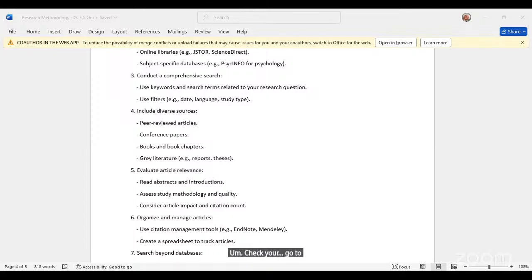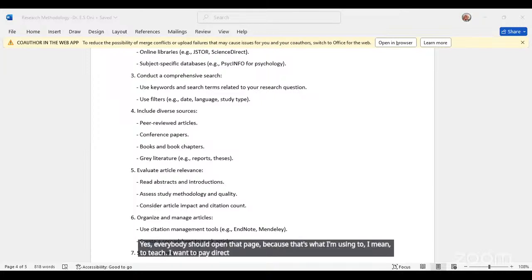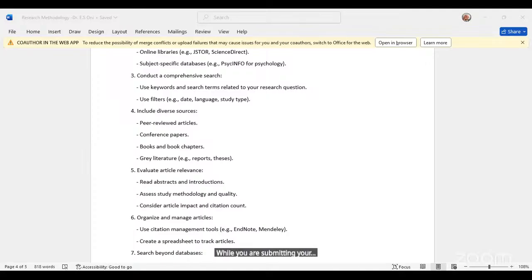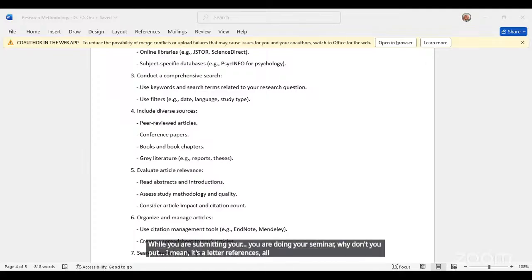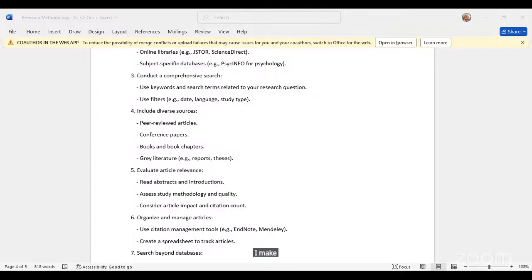Go and open that page while we are listening. You can open it on your WhatsApp. I've pinned it. Have you seen it? We just look for the pin. Once you enter, you see that pin. Just click on the pin. Everybody should open that page because that's what I'm using to teach you. I want you to pay rapt attention. It's very, very key and very, very important. When you are doing your seminar and you put selected references, we are going to look at it critically and make sure they are there. I hope everybody has opened the page.